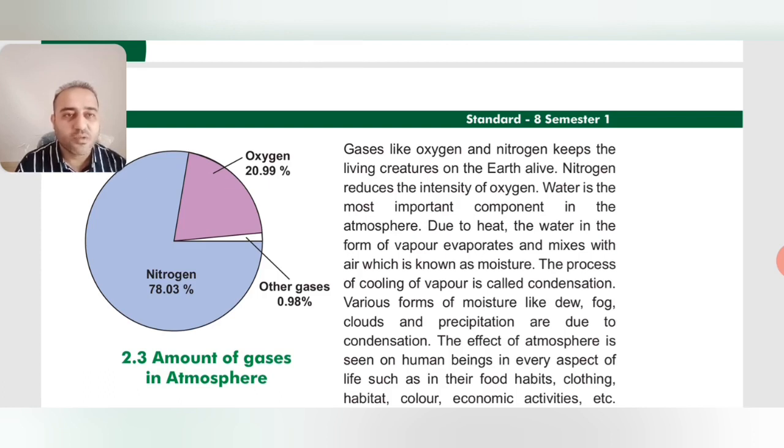Water is the most important component in the atmosphere. Due to heat, the water in the form of vapor evaporates and mixes with air, which is known as moisture. So I've already explained in the previous paragraph that from the oceans, seas and rivers, due to evaporation, the water gets evaporated and converted into moisture. The process of cooling of vapor is called condensation.